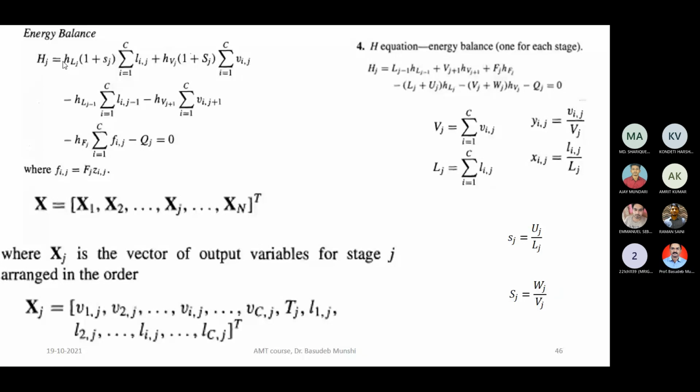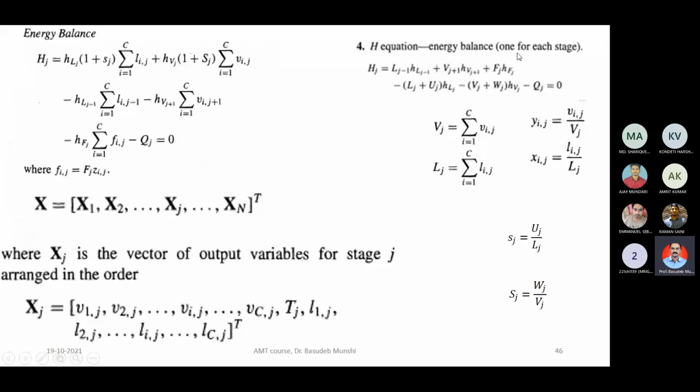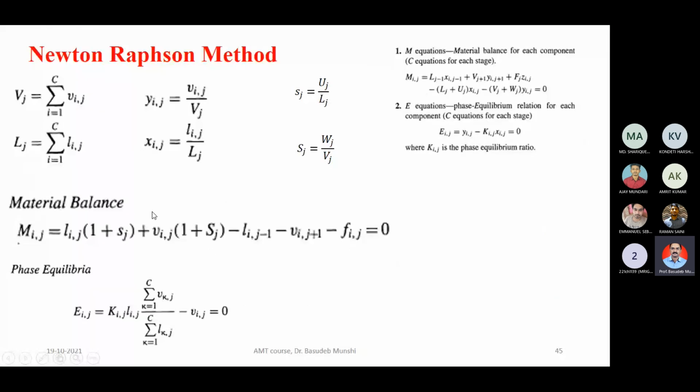Now for any particular stage, look at the equations. How many equations are there? Category wise, we have the component mass balance, the phase equilibrium relation, and the energy balance equation. The sum rates equation we have already used, so those are not considered here. Now look at the number of variables. If you look at all the equations carefully, then you understand the variables present inside the system. You can identify all the variables.